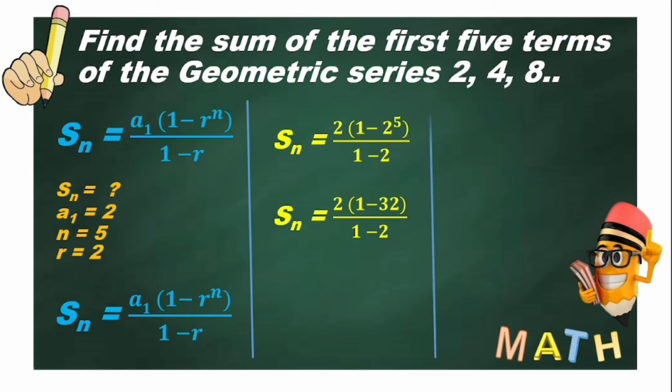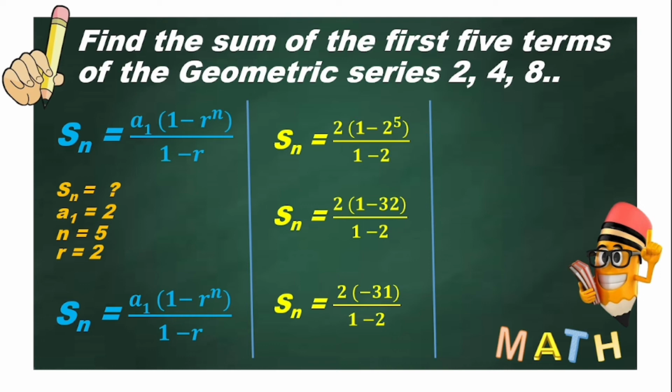Now, let us simplify this equation. S sub n is equal to 2 times negative 31. Where did we get negative 31? Negative 31 is obtained by subtracting 32 from 1. That is 1 minus 32 equals negative 31, all over 1 minus 2.